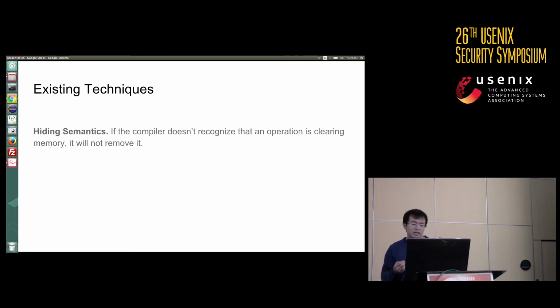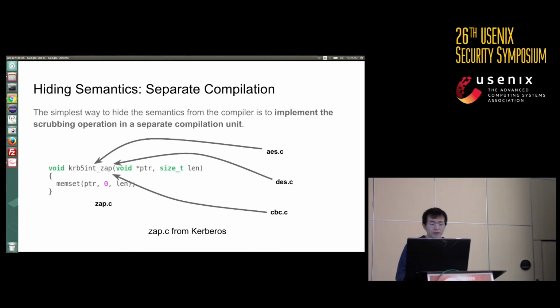The next group of techniques I will talk about attempt to hide the semantics of the scrubbing operation from the compiler. The high-level thinking goes, if the compiler cannot recognize that an operation is clearing memory, it will not remove it. The simplest way to hide the semantics from the compiler is to implement the scrubbing operation in a separate compilation unit.